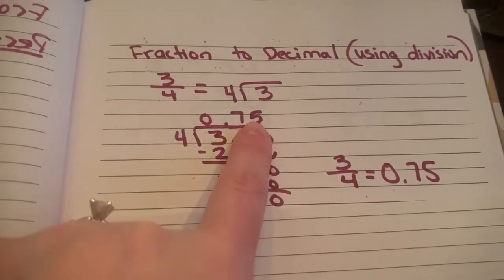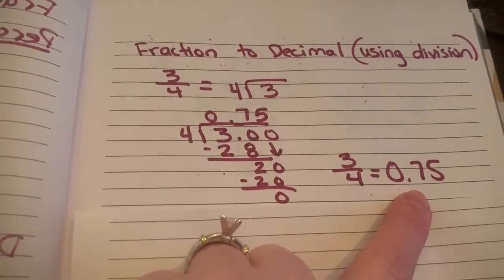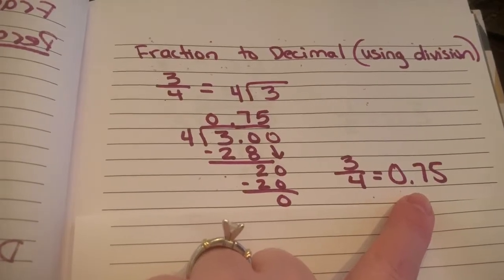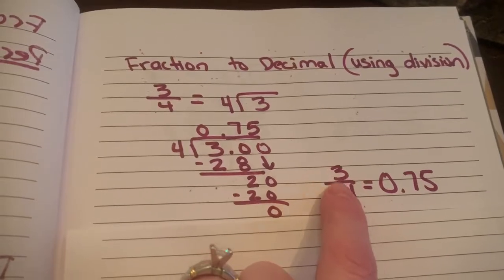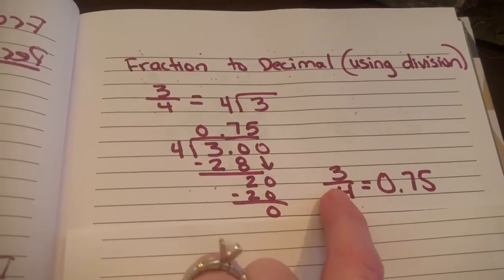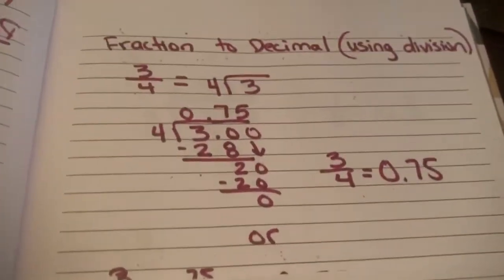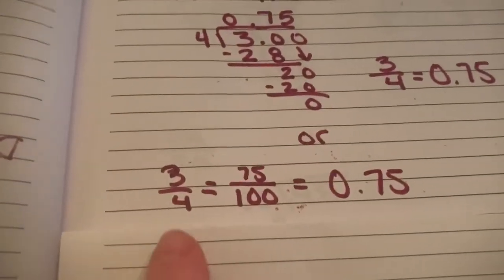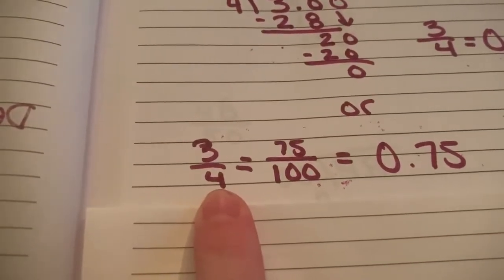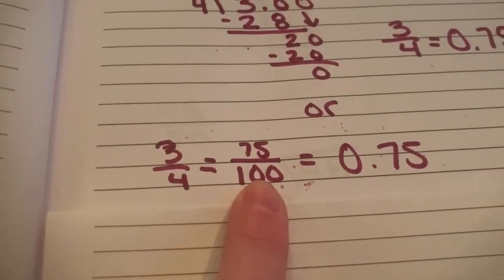4 into 20 goes 5 times 4 is 20. So we could say that 3/4 is 75 hundredths, 0.75. Some of you may be looking at that and saying that you knew that because this is 3/4 and 3/4 is 0.75. Another way you can look at that, and this doesn't work with every single fraction, which is why this way is really, really important for you to learn. But if you can convert your denominator into a 10 or 100 or 1,000, then you can use that skill.